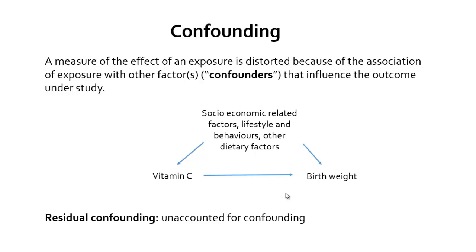So if we look at this example here where we're interested in the relationship between vitamin C and birth weight, even if we're able to control for all the potential confounders of this relationship, we'd never be certain that we've accounted for all of the unwanted sources of variation between our exposure groups, because we might have measured some of these confounders imprecisely, or we might have left out some potential confounders or not measured them, and in which case there would still be residual confounding or unaccounted for confounding.